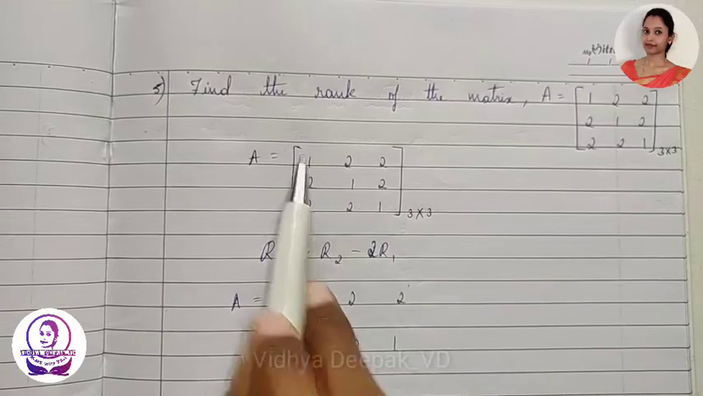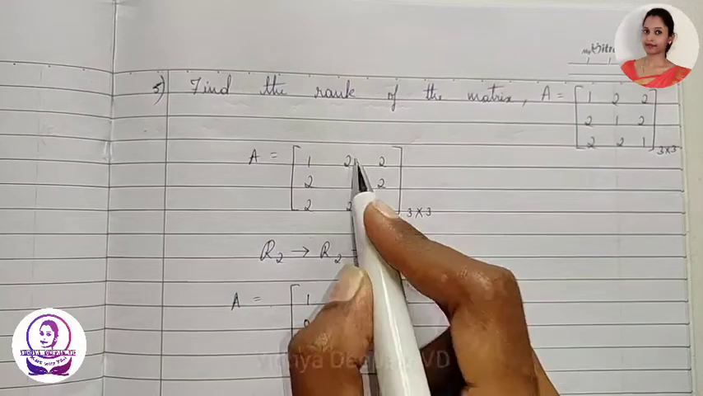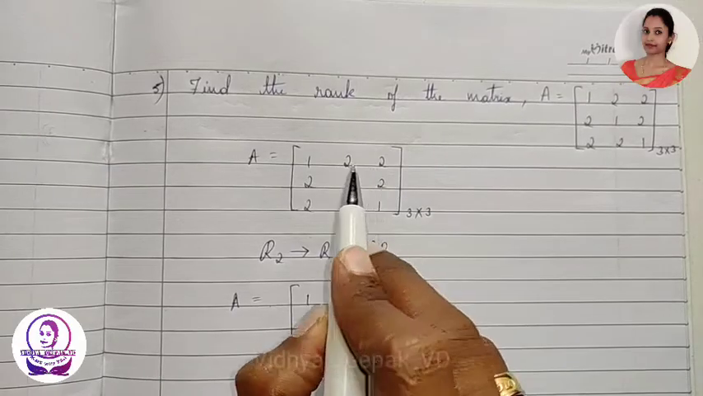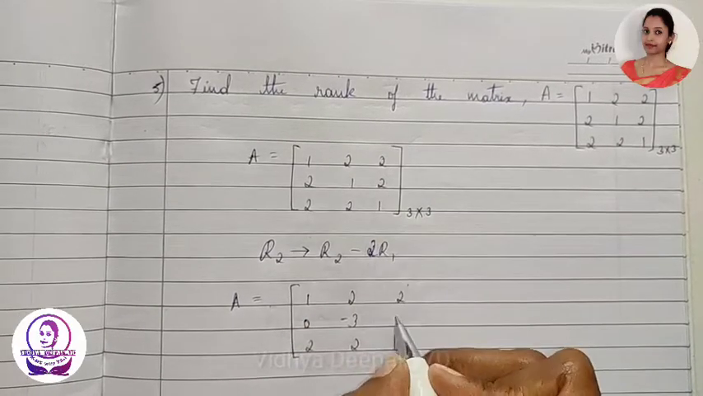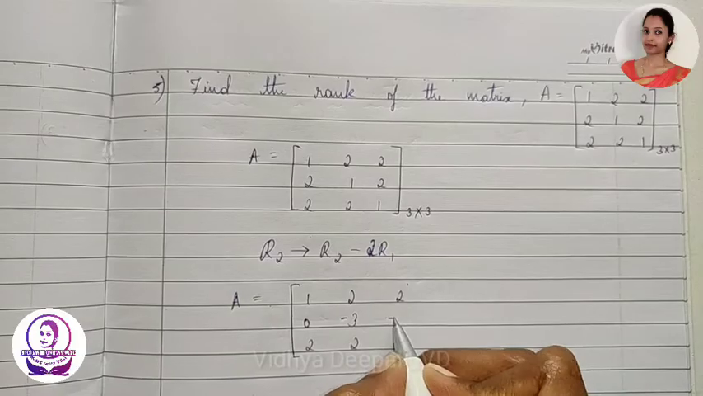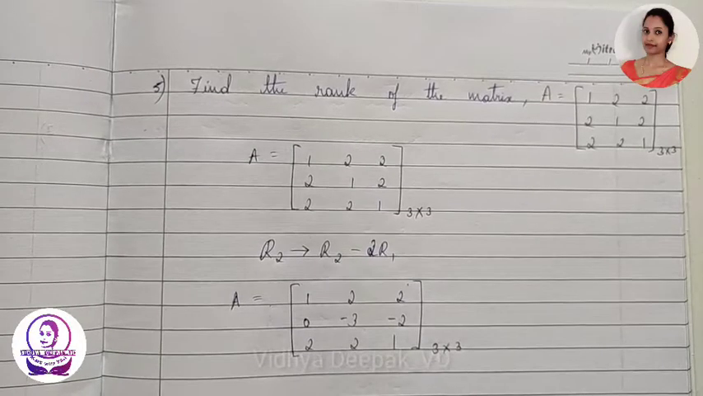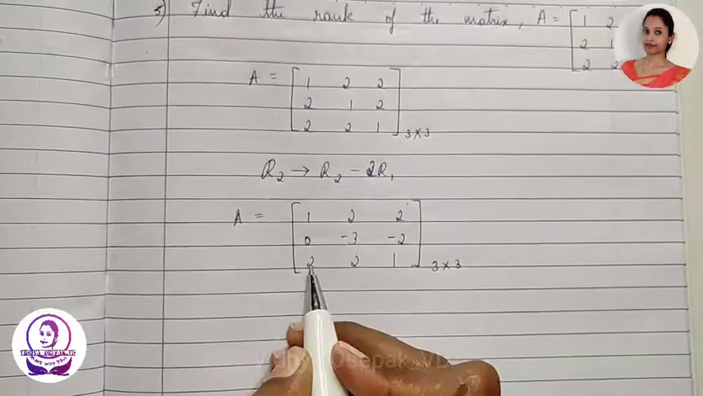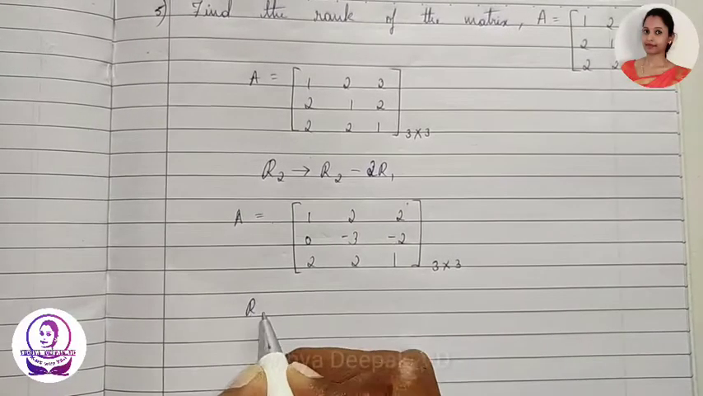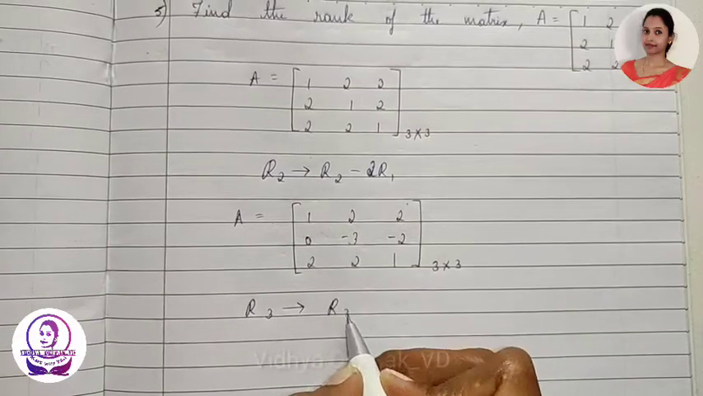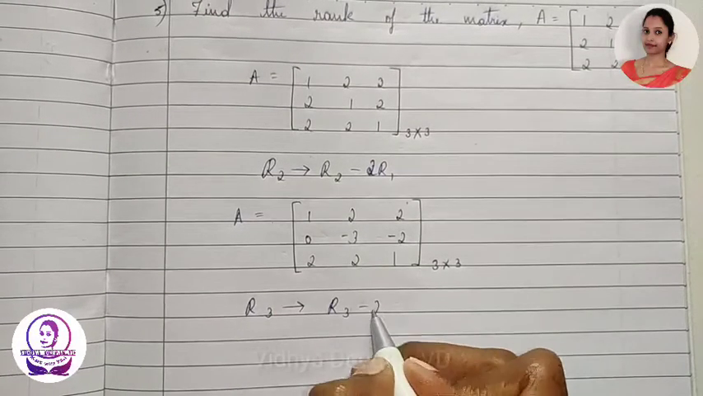1 2s are 2. 2 minus 2, 0. 2 2s are 4. 1 minus 4, minus 3. And you have 2 2s are 4. 2 minus 4, minus 2. Okay, so now next our aim is to make this number 0. So in order to do that, we have our operation R3 is equal to R3 minus 2 into R1.